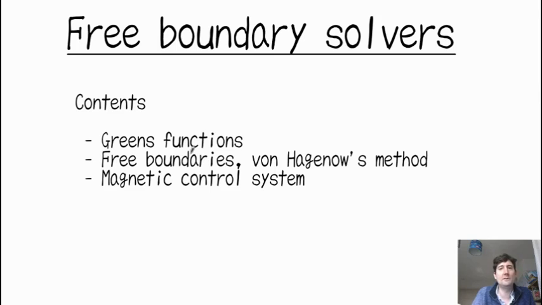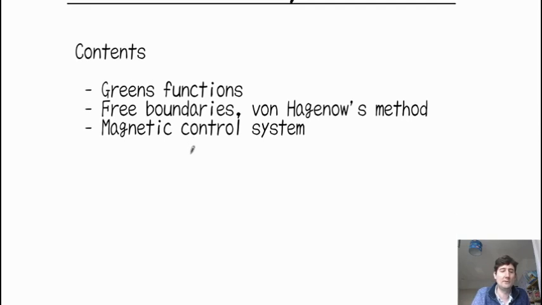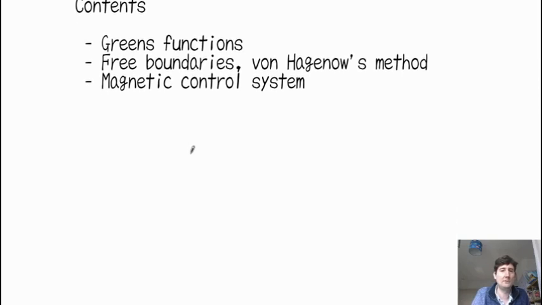Because in these cases the plasma shape isn't fixed by a boundary, and instead the plasma can move around, and so we need a way of controlling where the plasma moves to and what shape it has. So start by introducing the problem we're trying to solve.